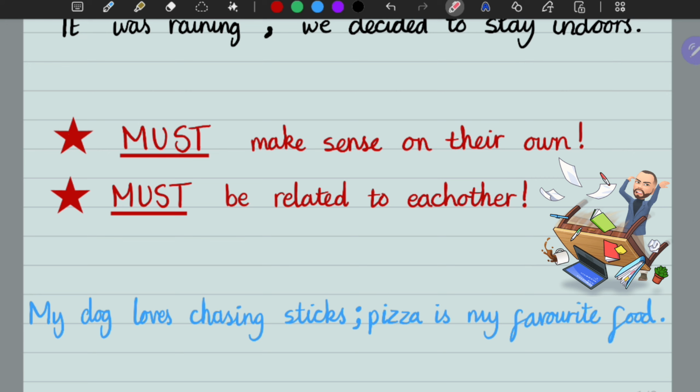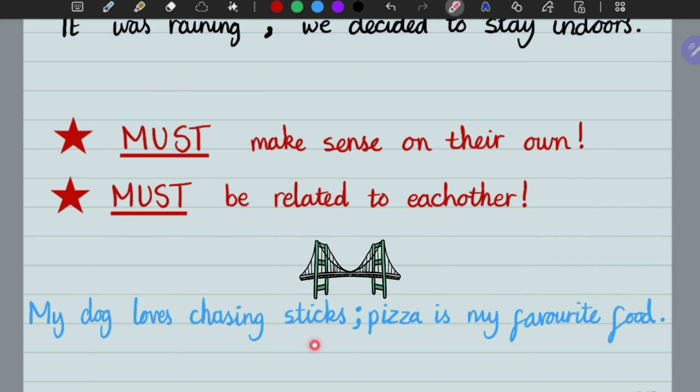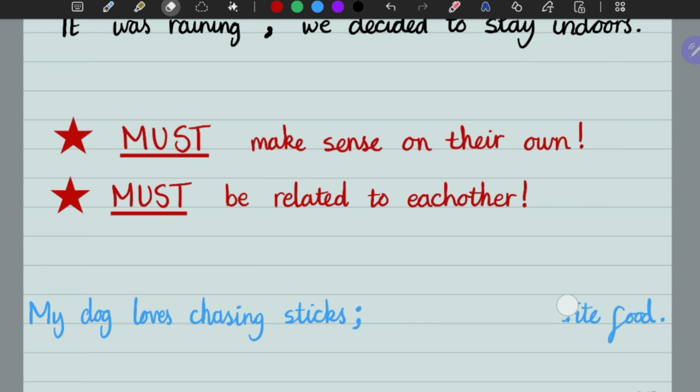And because they're not about the same thing, my bridge breaks. And we can't use a semicolon. So we will try to fix this now. Let's take away pizza is my favorite food. Let's see if we can think of something that could replace that, that has something to do with my dog loves chasing sticks. How about he likes to chew them?